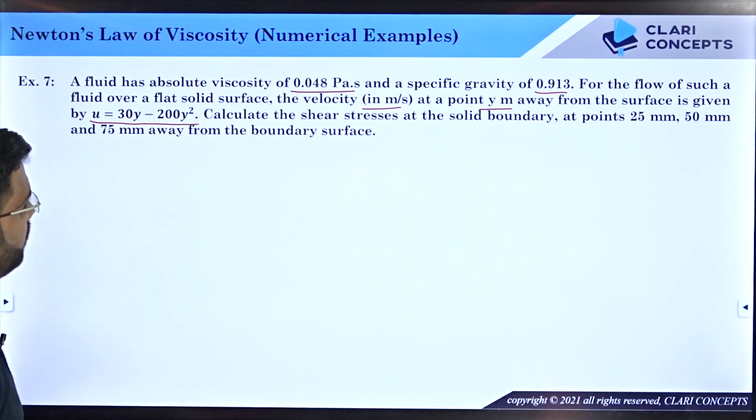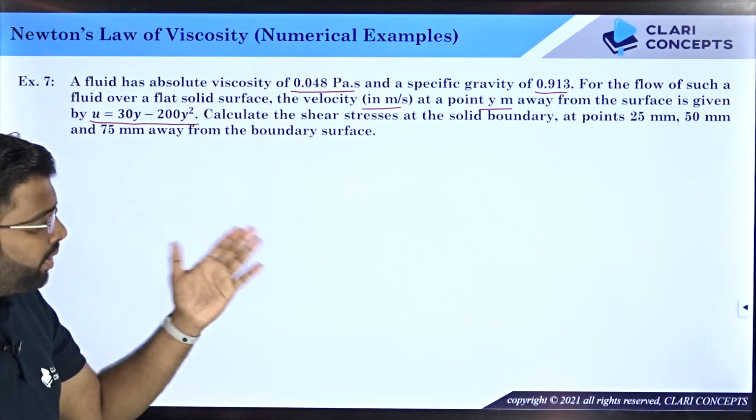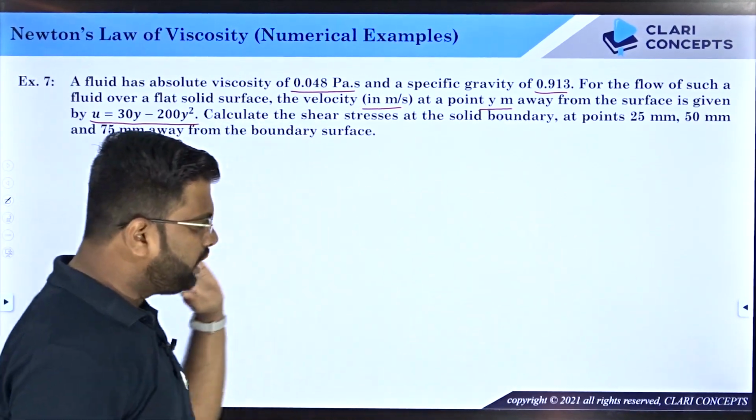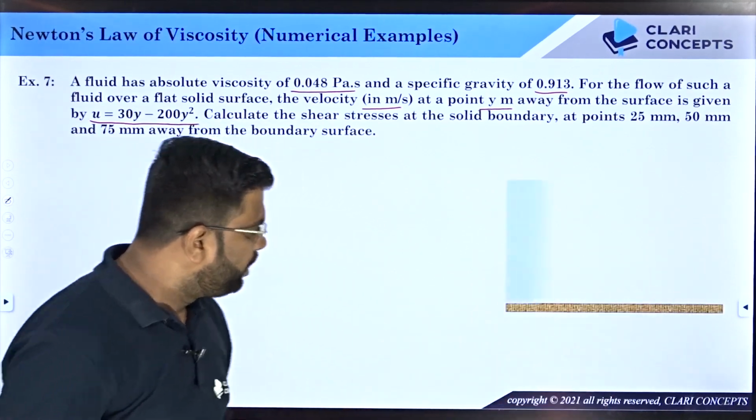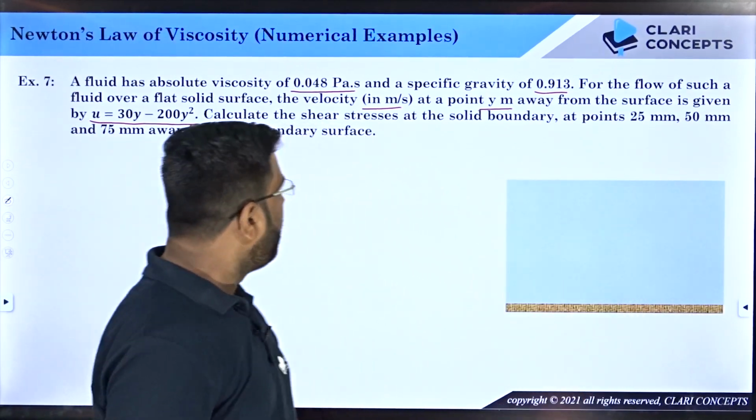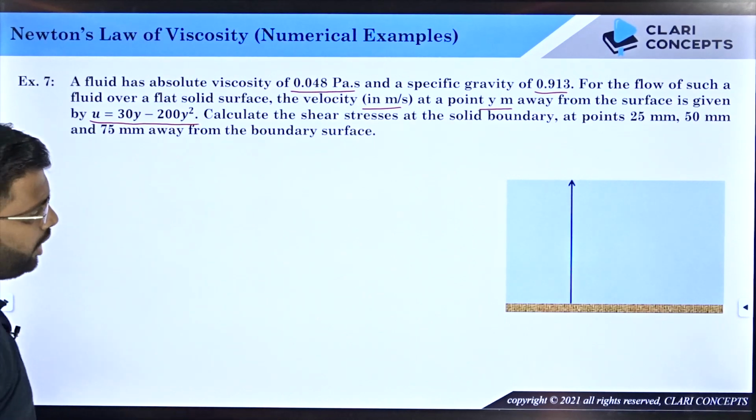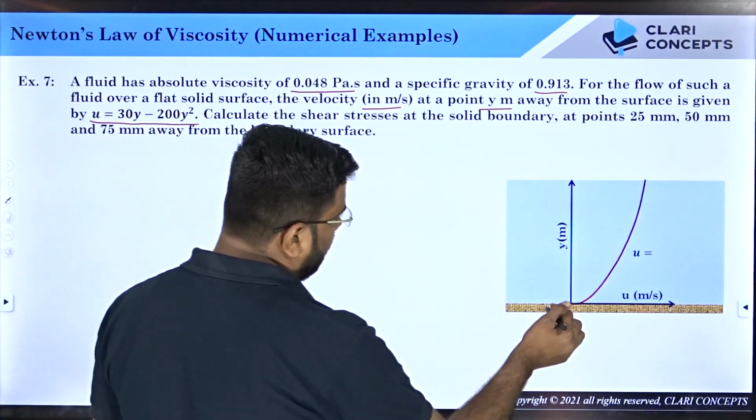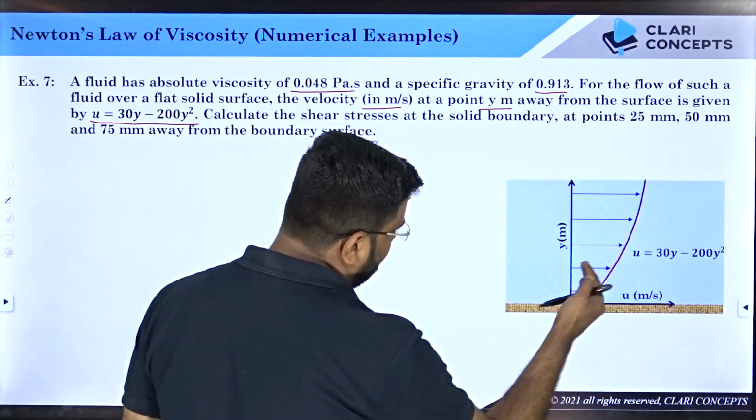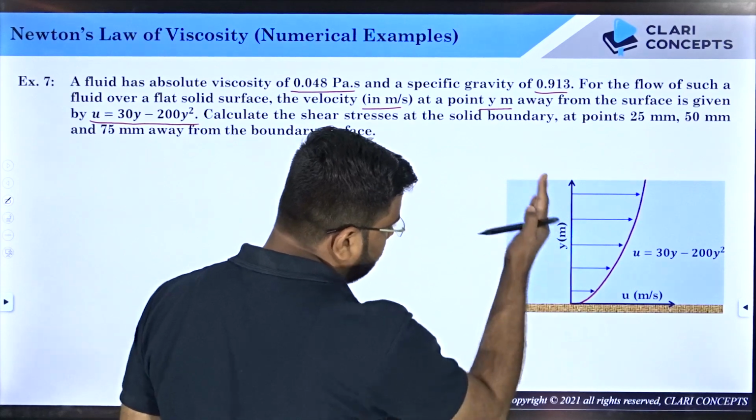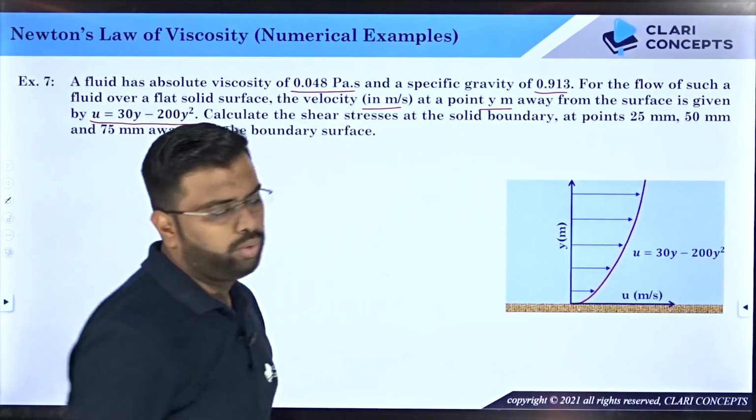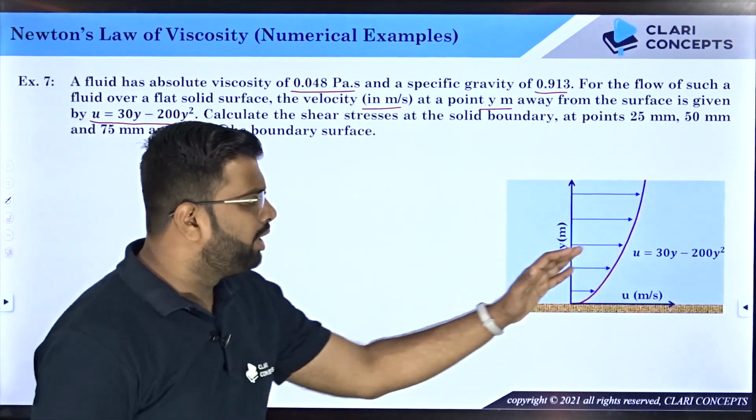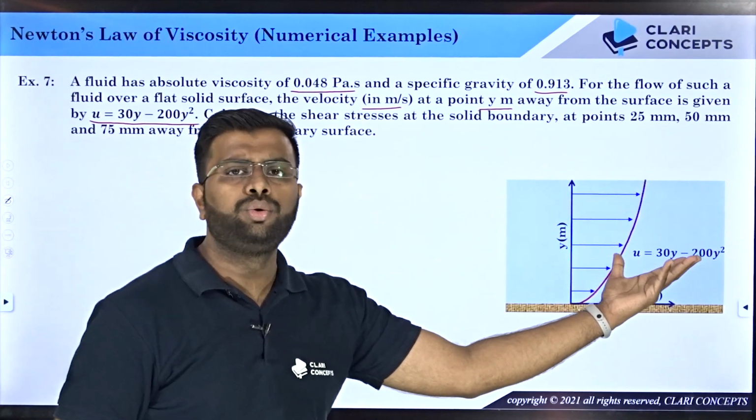Now see, there are no more two plates. You have been given a solid surface. The flow is happening over a solid surface. So let's say this is a solid surface given to you. This is a fluid flow happening over it. And they said that the velocity profile in terms of u meter per second and y distance from the bottom plate is 30y minus 200y square. Now here you cannot assume the linear profile because the profile is already given to you.